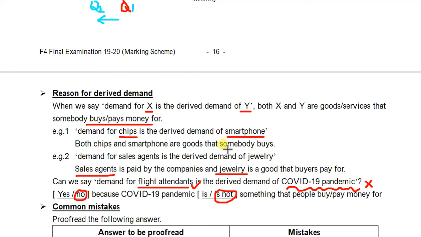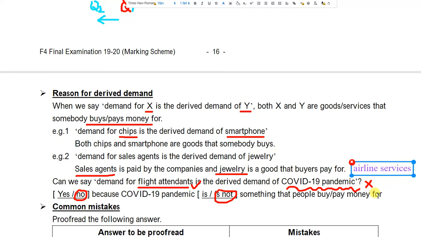What we should mention is, because fewer people buy airline tickets, the airline companies employ a smaller number of flight attendants. This part should be the airline tickets or the airline services rather than the pandemic. How come you purchase the pandemic? No one is going to purchase the pandemic, right? And that's why don't mention something so ridiculous.